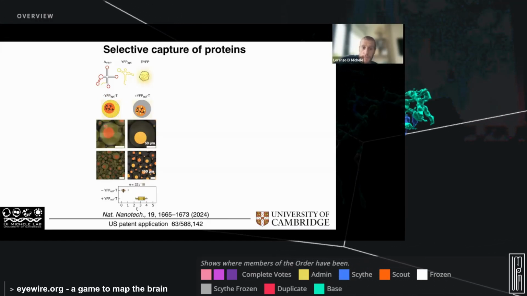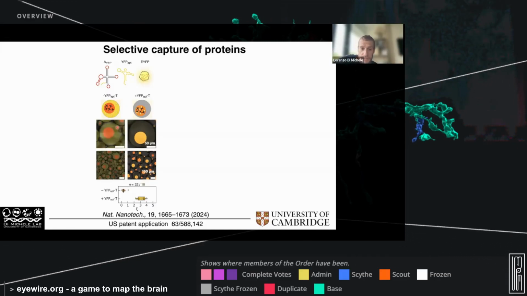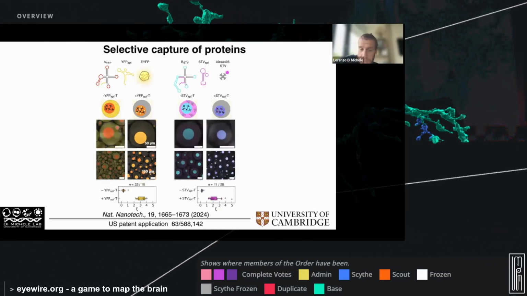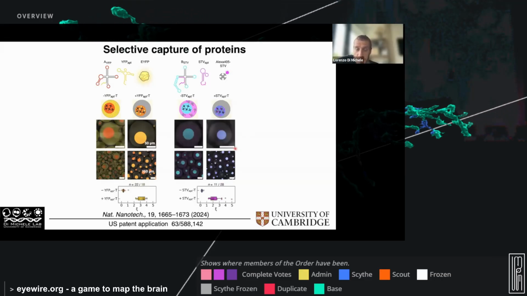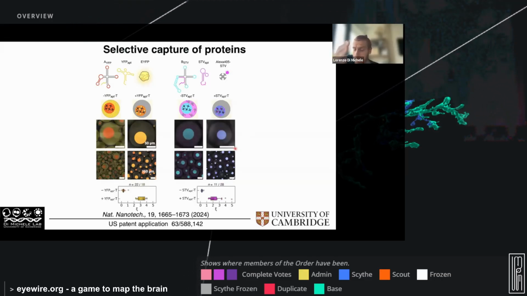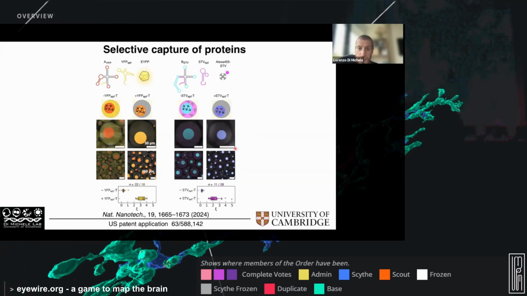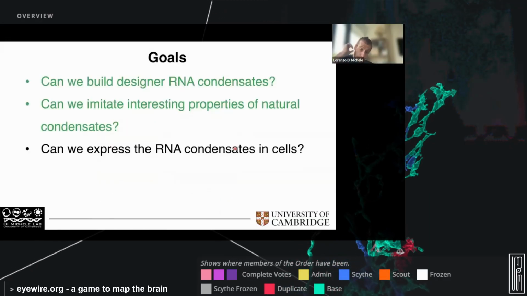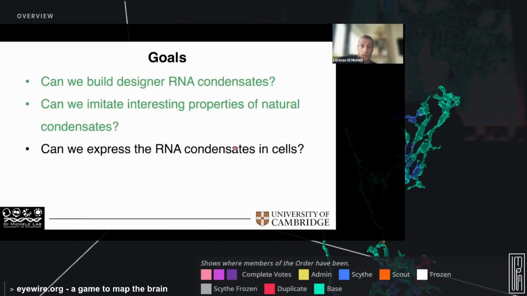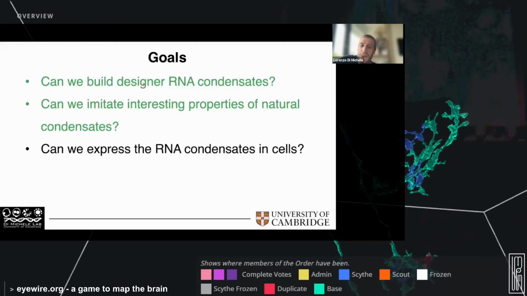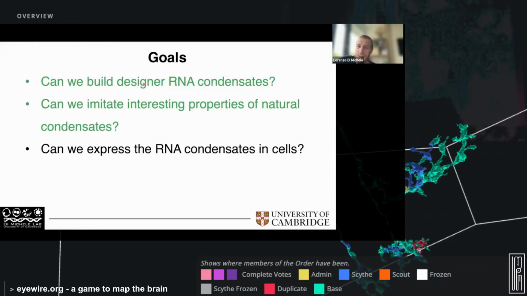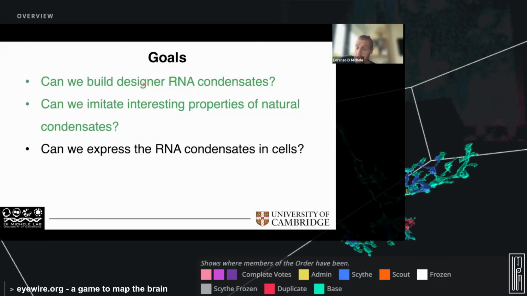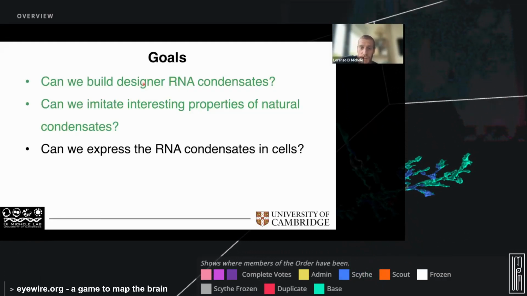If you omit the aptamer, the YFP will remain dispersed. You can try this with different proteins as well. In this case, it's with streptavidin, and it works in the same way. These are the ones that are published, but now we have a few more examples of this working nicely. So we can tick off the second question as well. We can use these RNA condensates to imitate some interesting behaviors and structures of natural condensates.